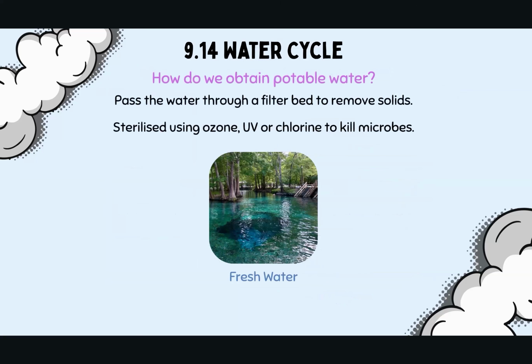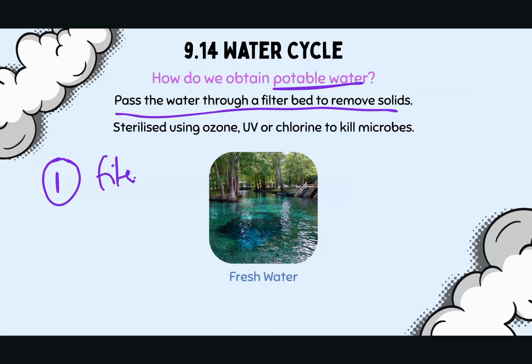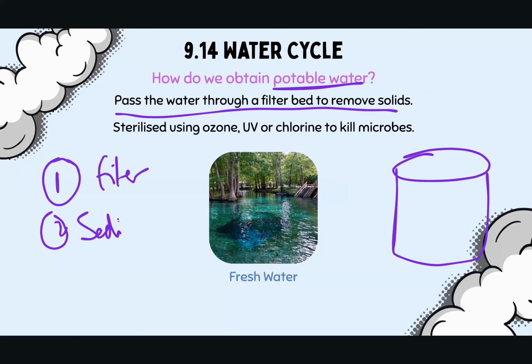So how do we obtain potable water? First things first, what do we mean by potable water? We mean water that's clean enough to drink. So we have 3 steps. Number 1, we pass the water through a filter bed to remove solids. So we filter. The second step, that filtered water is put in a big container, and this is sedimentation.